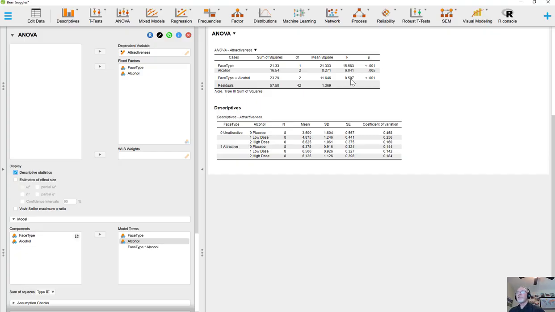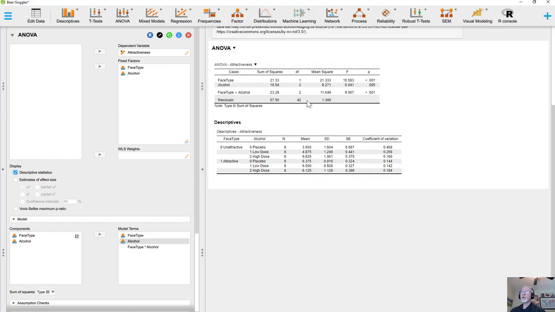Finally, we have, with 2 and 42 degrees of freedom, an F value for our interaction effect of 8.507. The p-value is less than 0.05, and hence it is considered a significant interaction effect. The residuals is your between group variance that's used for the F-test. Okay.